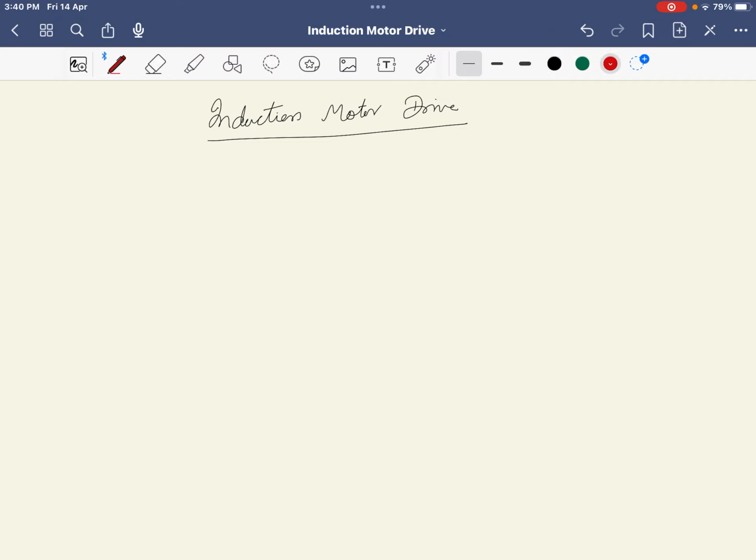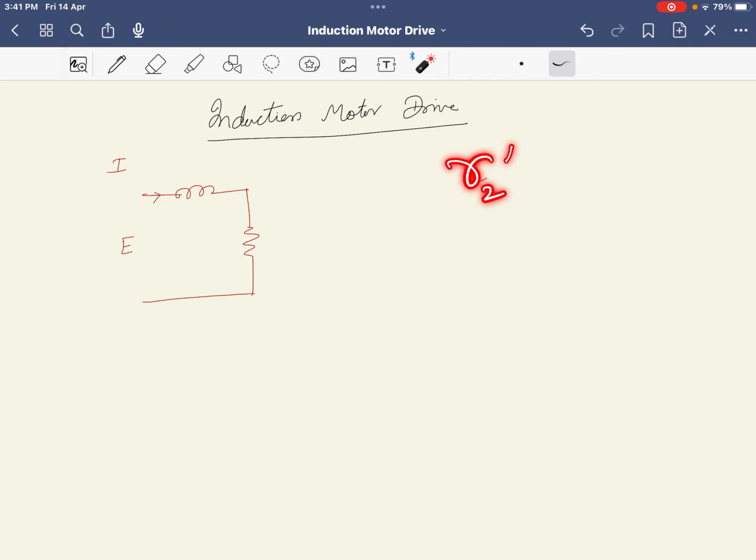To begin with, let us start with the rotor. The rotor is made up of copper wire. It has to deal with the flux, so the rotor will be represented by a leakage reactance and a resistance, obviously, and the supply voltage is given by E and the current is, let us say, I. Most of the books write them as R2 dash, X2 dash and E2 dash, I dash, I2, IR, all those things you can write.